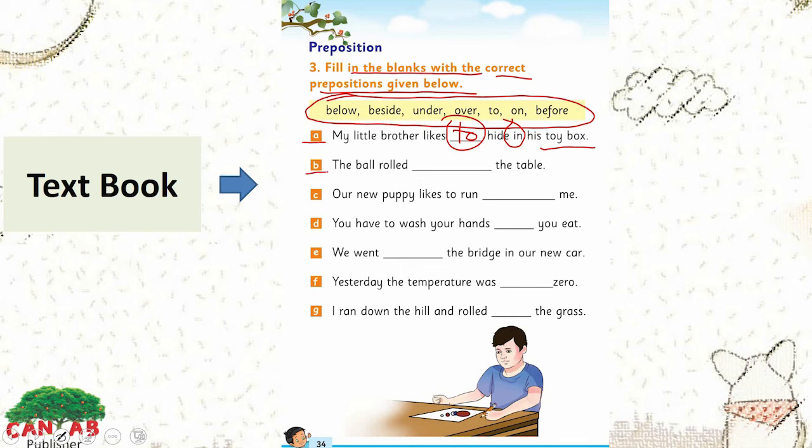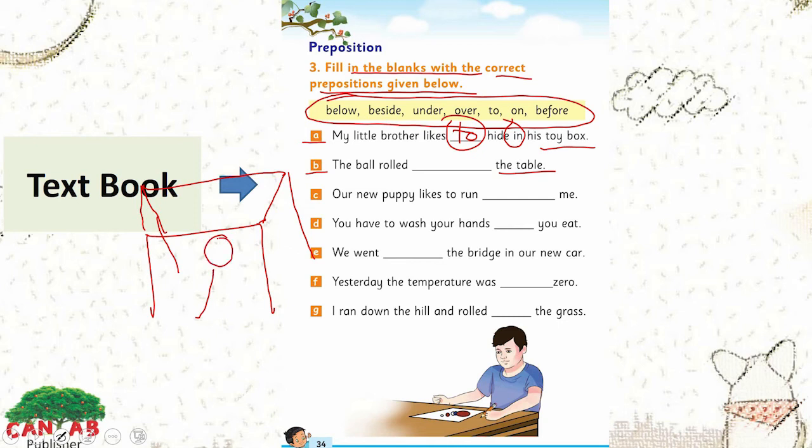The ball rolled the table. जब टेबल आ जाएगा आपका तो क्या आ जाएगा? Yes, it would be what? The ball here, you can see. तो ये क्या हो जाएगा? Under the table. Our new puppy likes to run, yes, beside me. You have to wash your hands, yes, this one here, before you eat.